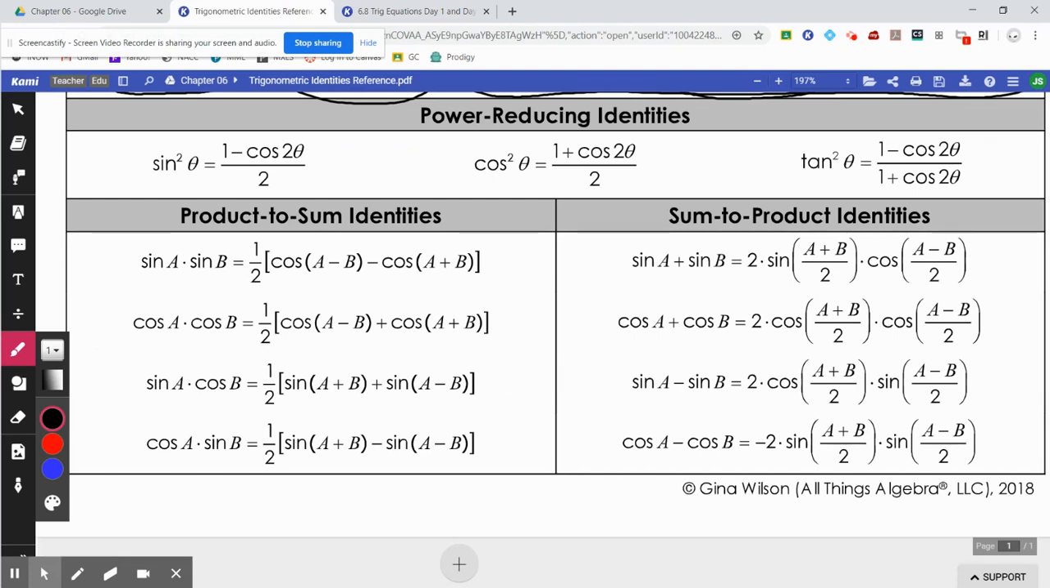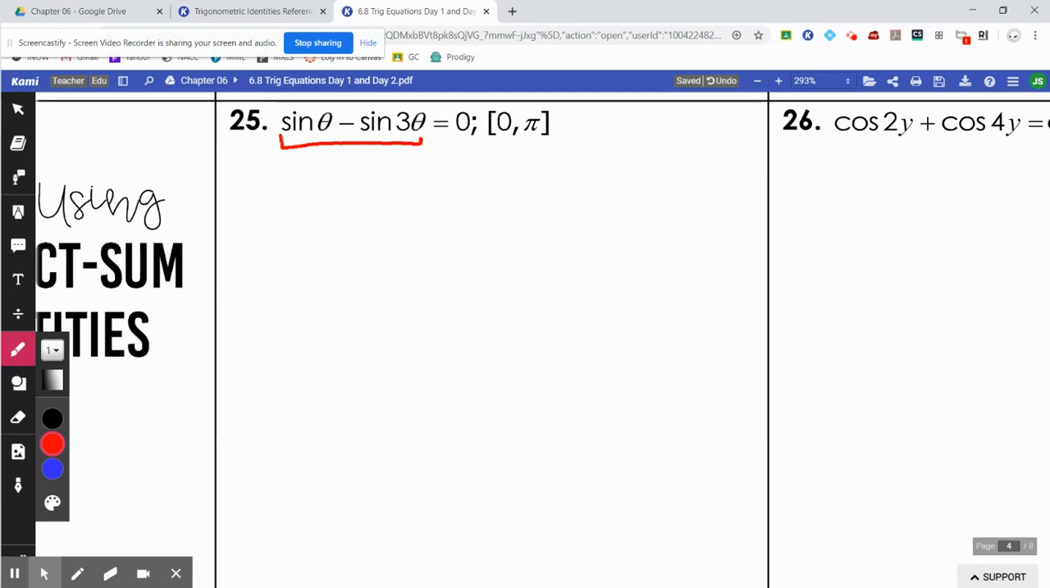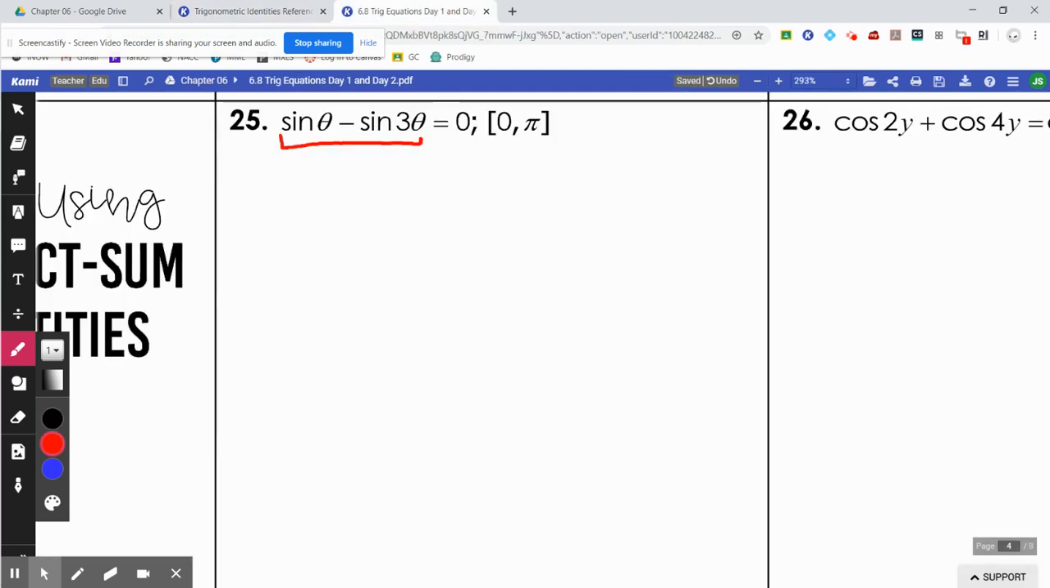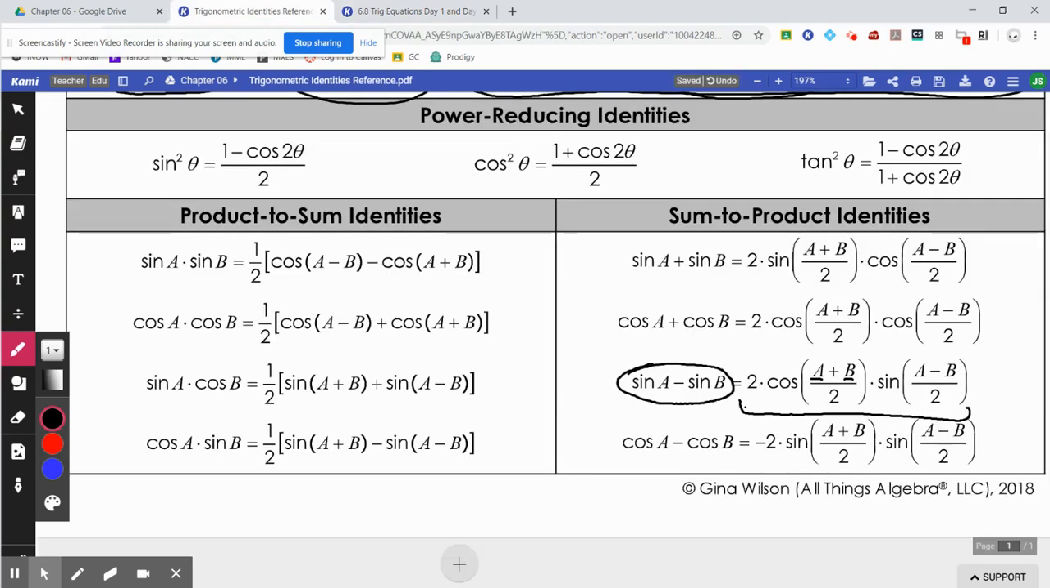We have a difference between two sine values. So we can use this to change that to a product like that. So sine of A minus sine of B is equal to, and I'm going to take all my A's and B's and I'm going to go ahead and plug them in. My A value here is theta, my B value is 3 theta. So I'm going to use this identity. For all my A's, plug in theta. For all my B's, plug in 3 theta. And here's what it's going to look like.